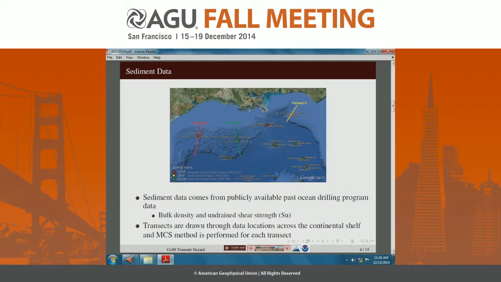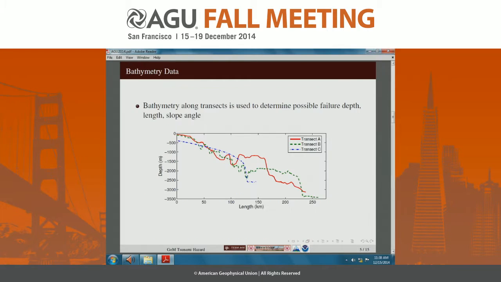The sediment data that we use comes from publicly available data from past ocean drilling programs. And so you can see all of the dots in there are representative of the locations where data in the Gulf of Mexico exists. And we specifically need data for bulk density and undrained shear strength in our MCS model. And the locations that we choose are 3 distinct locations across the northern Gulf of Mexico, one in the northwest, one kind of in the central, and then one in the northeast. And through each of these, we draw a transect A, B, and C, and within each of these transects, we will use the bathymetry specific to that transect and perform our MCS method.